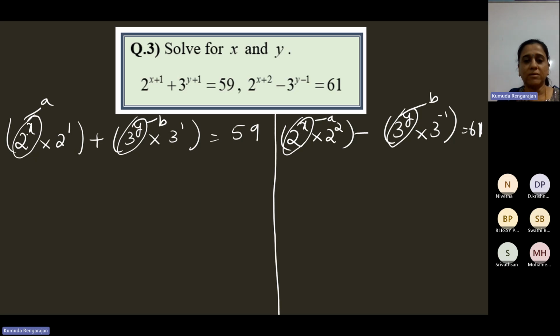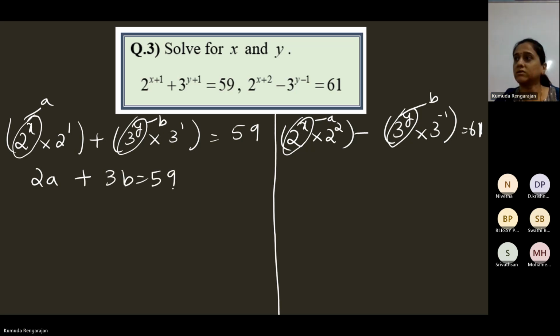So can you see 2 to the power x and 3 to the power y? We'll take 2 to the power x as A and 3 to the power y as B, and we'll rewrite the equations. So it will be A into 2, 2A, correct? Because 2 to the power x, the whole thing, is A. So A into 2 is 2A plus, what is 3 to the power y? B. So it is 3 into B, 3B is equal to 59.